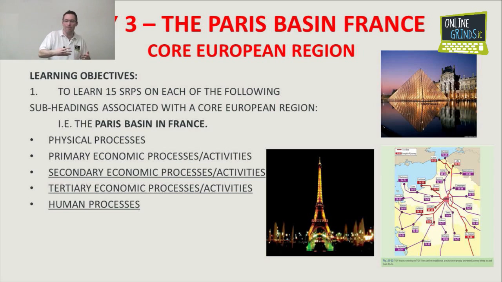Then looking at secondary and tertiary activities, then the well-developed manufacturing sector, the well-developed services sector and tourism, Paris city being the most visited city in the world. And then looking at the human processes, or the agreeable lifestyle that people in the Paris Basin region have. So that would be our core European region.